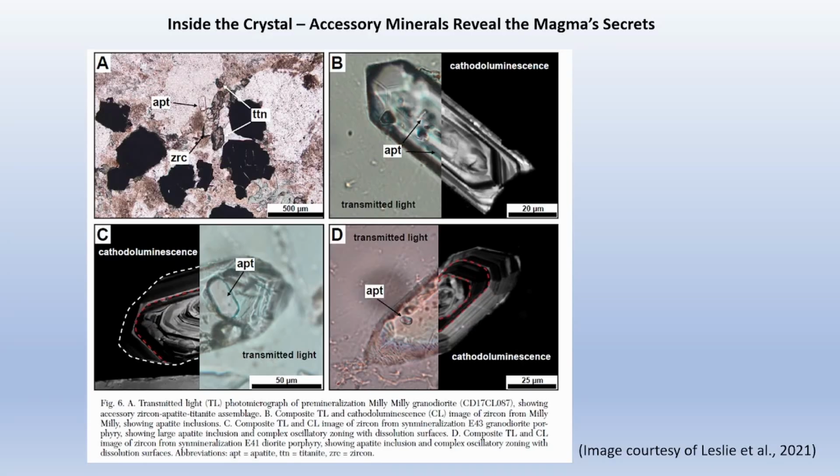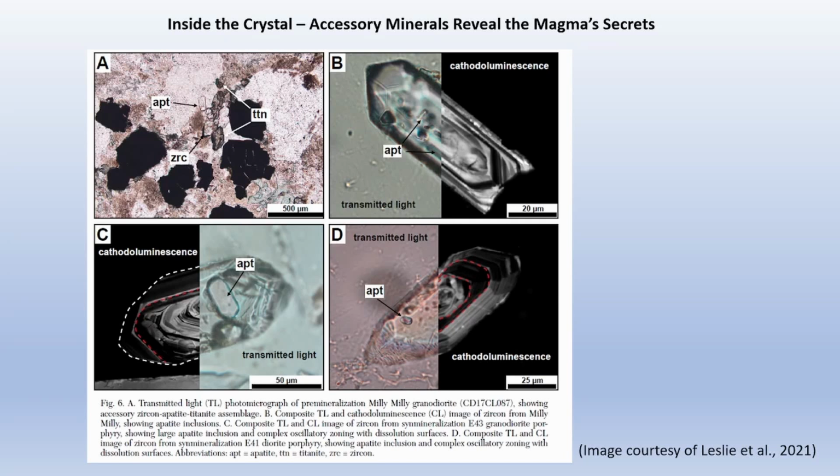Here in panel A, you can see a photomicrograph of pre-mineralization Milli granodiorite. It features a textbook zircon, apatite, and titanite assemblage. Zircon is a robust crystallizer and trace element recorder. Apatite is sensitive to fluorine, chlorine, REEs, and phosphorus availability. And titanite is common in oxidized systems, often linked to magnetite stability and hydrothermal stages.